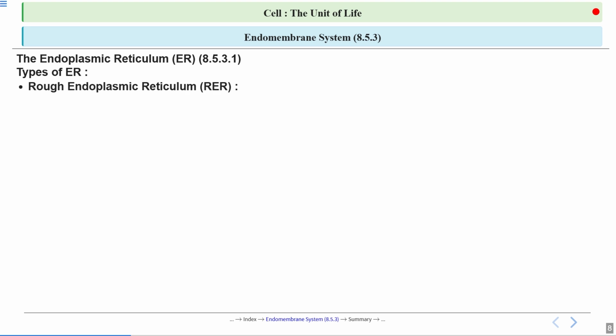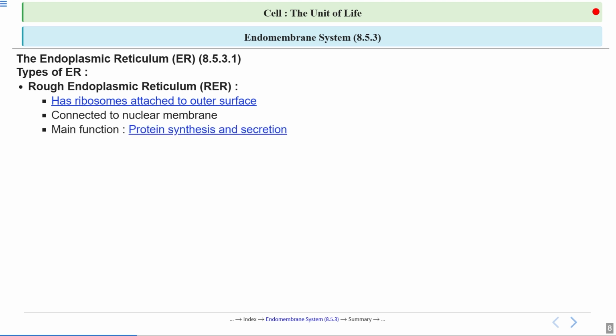Now, types of endoplasmic reticulum: there are two types, rough endoplasmic reticulum and smooth endoplasmic reticulum. Rough endoplasmic reticulum has ribosomes attached to its outer surface. Now, RER is connected to the nuclear membrane. So here the question comes, in your exam, which is the organelle which is connected to the nuclear membrane? It is the endoplasmic reticulum. It is connected to the nuclear membrane.